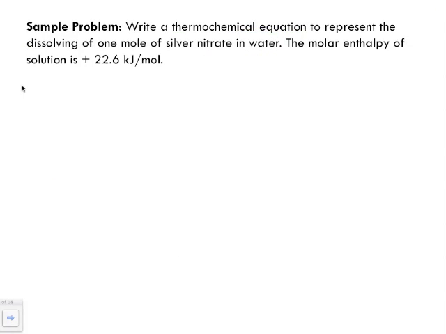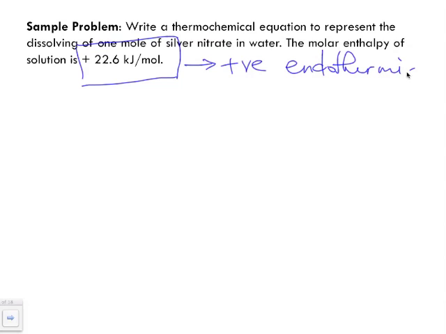Sample problem. Write a thermochemical equation to represent the dissolving of 1 mole of silver nitrate in water. The molar enthalpy of solution is plus 22.6 kilojoules per mole. So because this value is positive, we know that it's endothermic. Which means when we are writing this value in terms of a thermochemical equation, it will be on the side of the products.